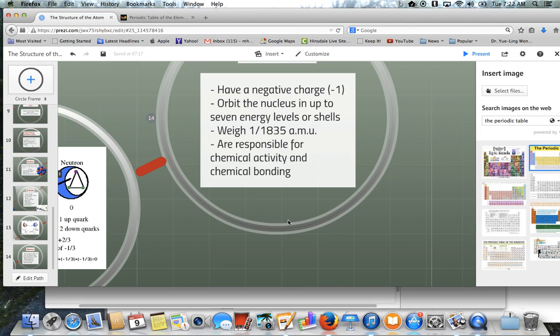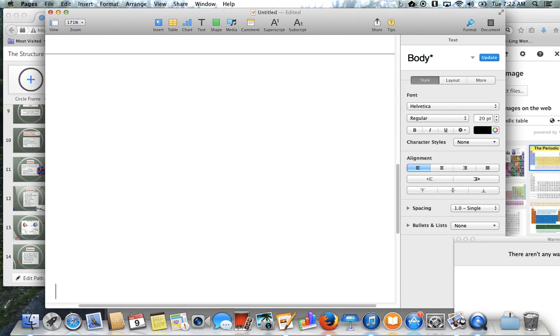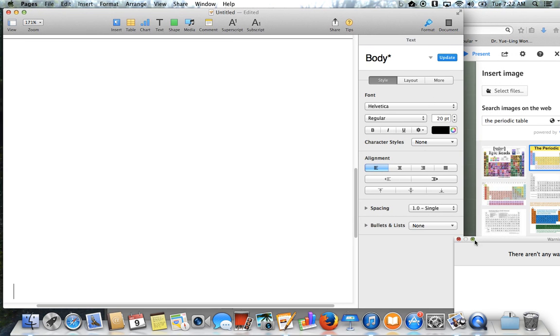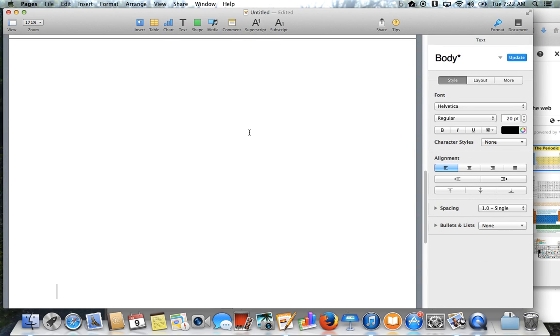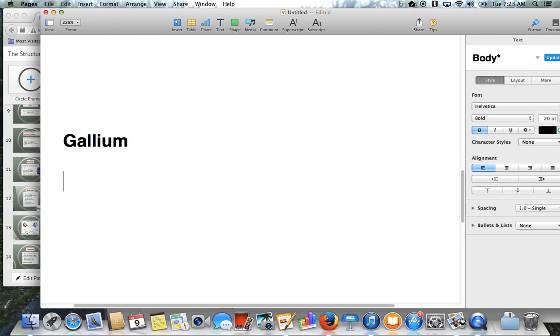Okay, one more exercise. I want you to look at your periodic table, and I want you to find the element gallium. Find the element gallium. I want you to tell me, for gallium, I want you to find the atomic number. I want you to find the number of protons. I want you to find the number of neutrons.